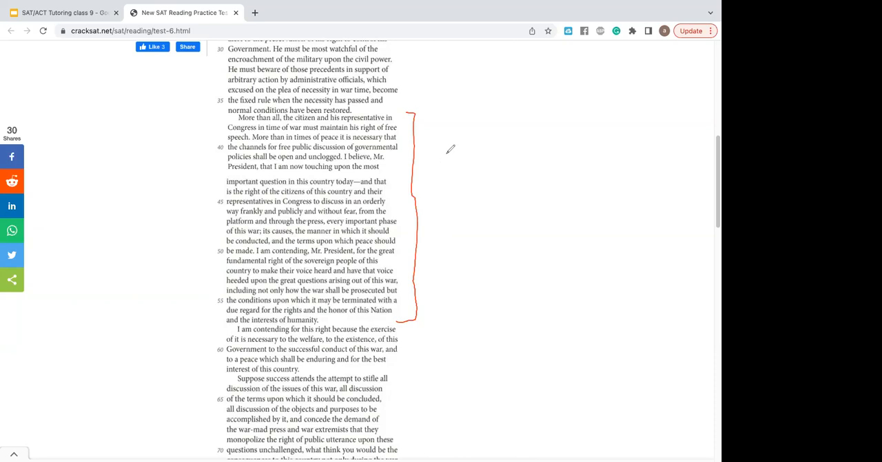So basically he tells the President what he wants, which is basically the right to free speech, I guess. Right to free speech about war.